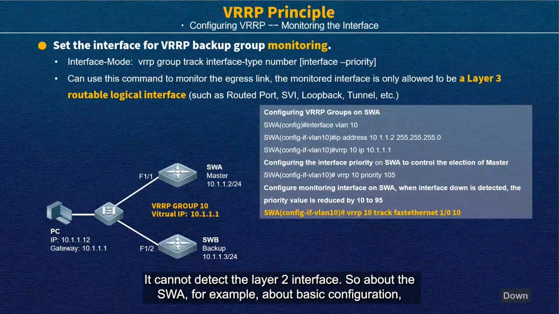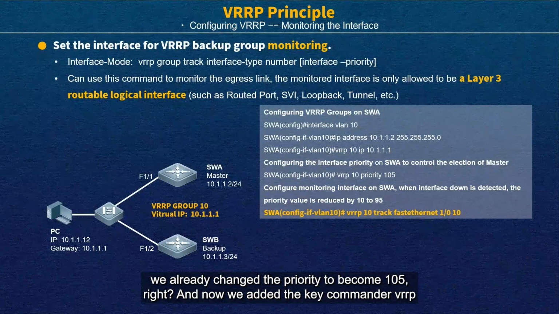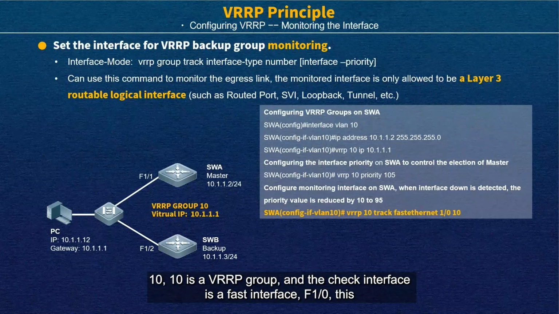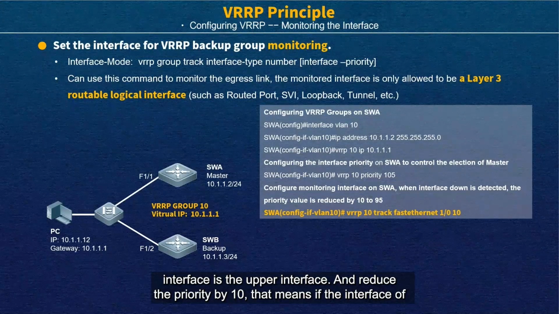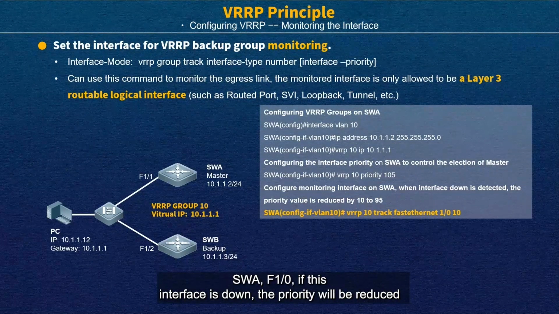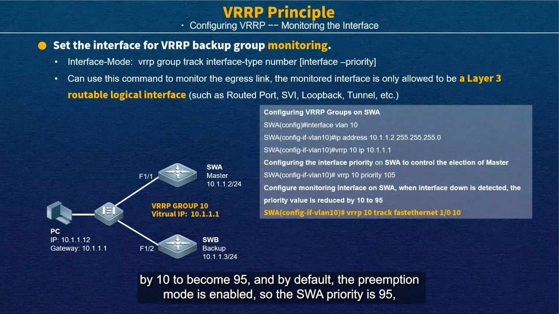So on switch A, for example, in the basic configuration we already changed the priority to 105, right? And now we add the key command: vrrp 10, where 10 is the VRRP group, and the tracked interface is FastEthernet 1/0. This interface is the uplink interface, and the priority reduction is 10. That means if the FastEthernet 1/0 interface of switch A goes down, the priority will be reduced by 10 to become 95.